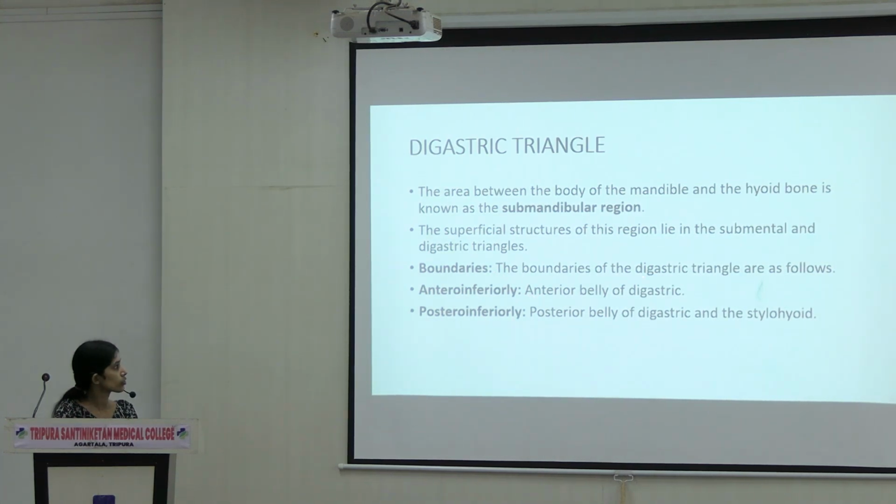Boundaries. The boundaries of the digastric triangle are as follows. Antero-inferiorly, it is bounded by the anterior belly of the digastric muscle. Postero-inferiorly, it is bounded by the posterior belly of digastric muscle along with your stylohyoid muscle.